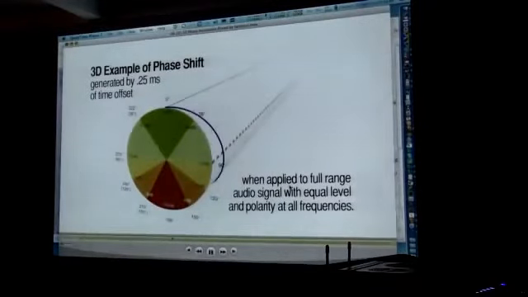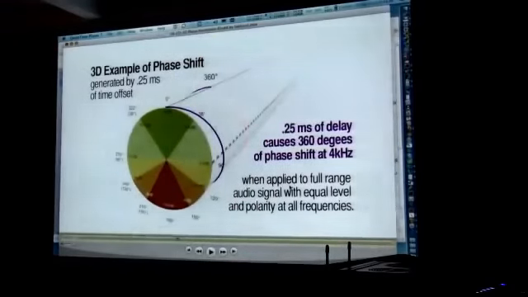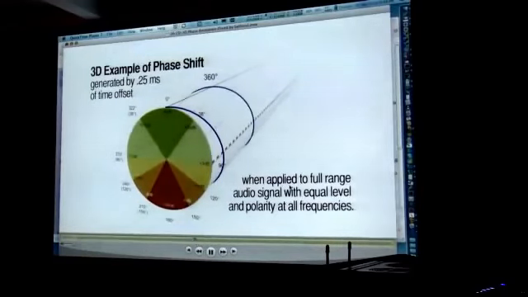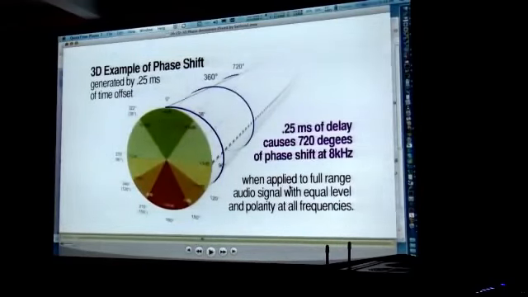And this means that if we do a frequency sweep, the first full cycle will be at the frequency 4K. The second full cycle will be at the frequency 8000 Hz.